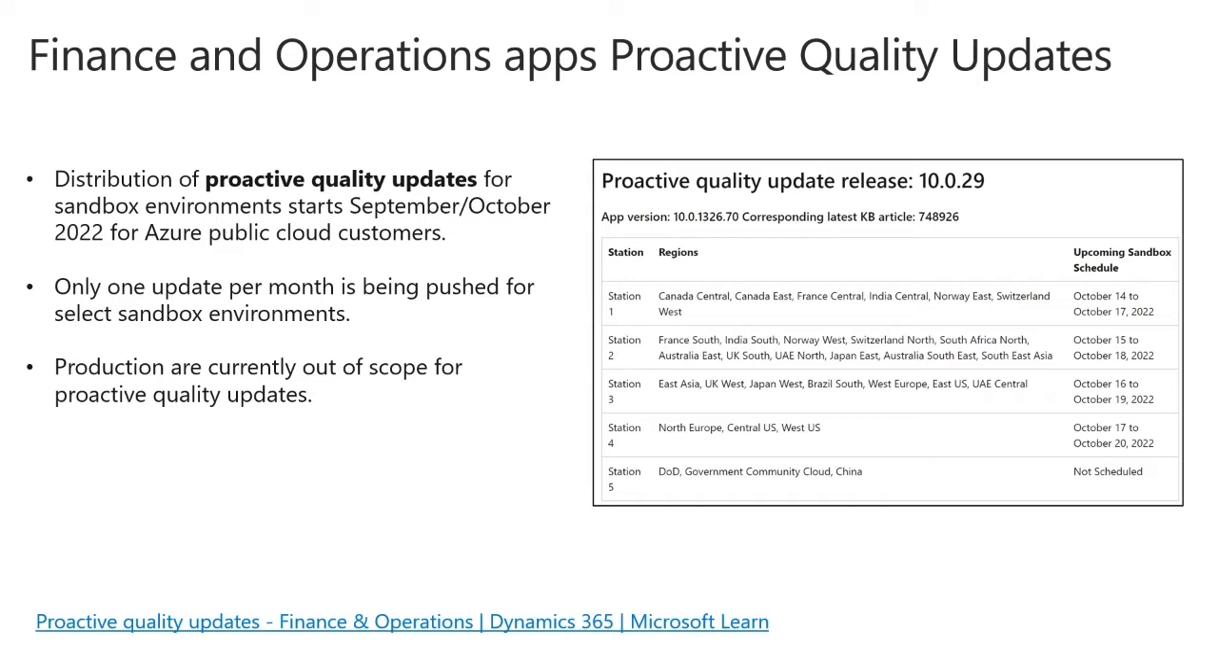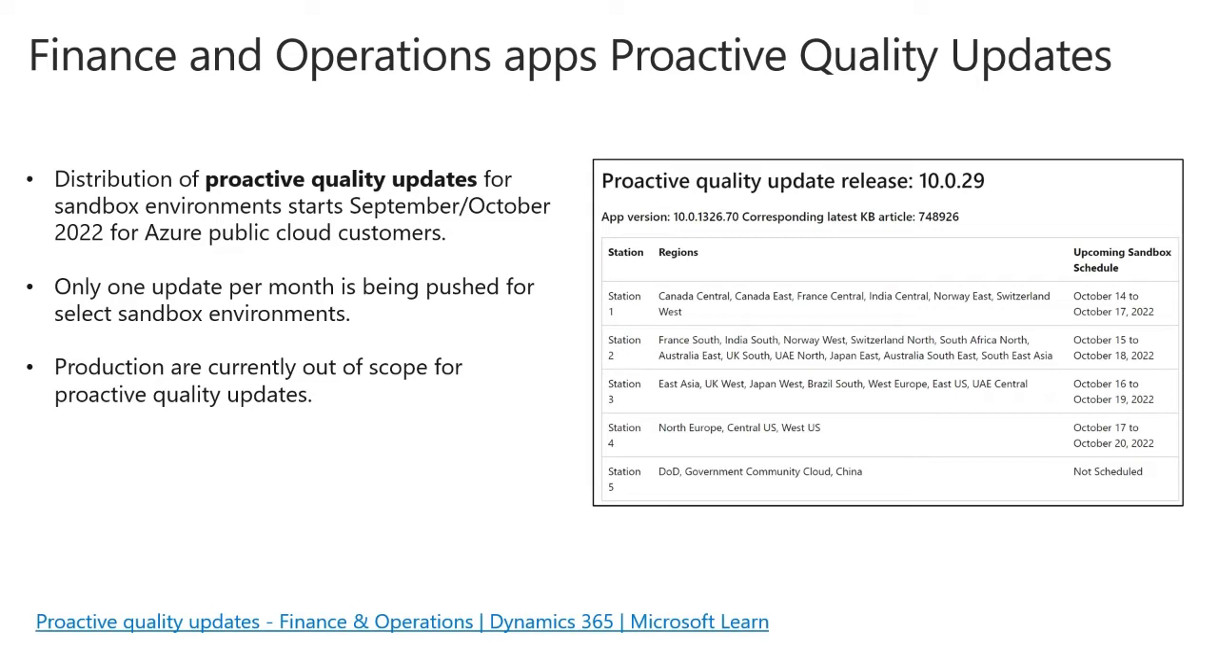So what is a proactive quality update? It's moving us toward that one version experience where we have more customers running on the same version as everybody else, keeping you up to date more frequently. So only one update per month is being pushed, and that's just to select sandboxes. Production environments are out of scope for these proactive quality updates as of now.